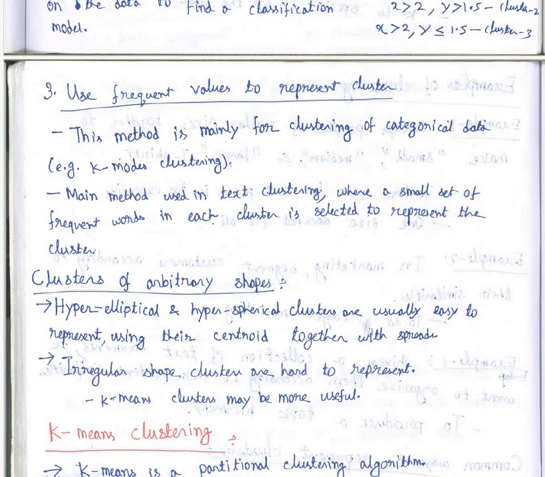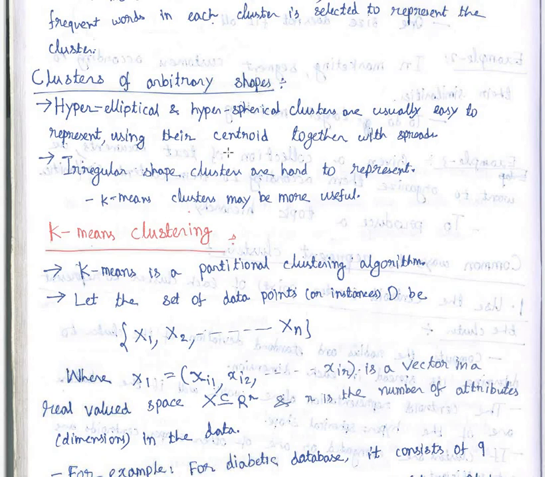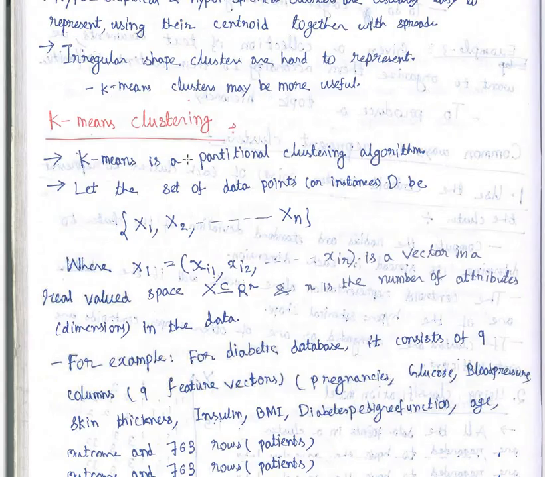Use frequent values to represent the cluster. This method is for clustering of categorical data. Example, k-modes clustering. The main method, for example in text clustering, is to identify the mode in the text, etc. Clusters of arbitrary shapes, hyperelliptical and hyperspherical clusters, are easy to represent using their centroid.